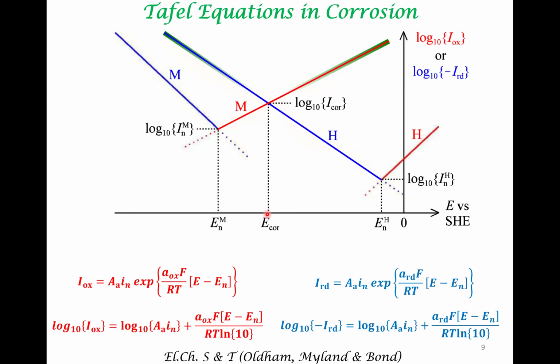So what is important to understand is the significance of E corrosion. This is the central quantity which will also give rise to I corrosion. Once you know E corrosion, the corrosion potential, from here we can get to I corrosion, which is the measure of the rate of corrosion.